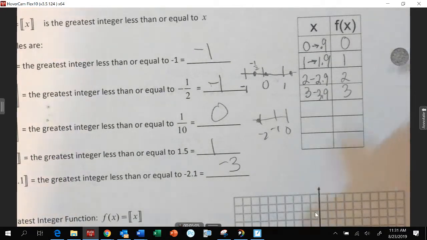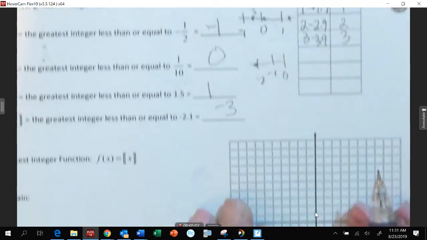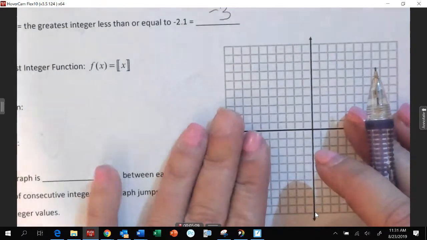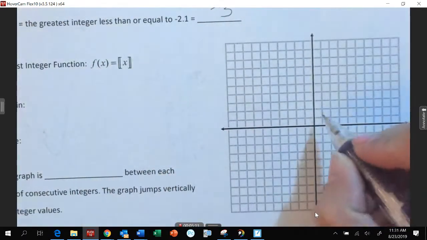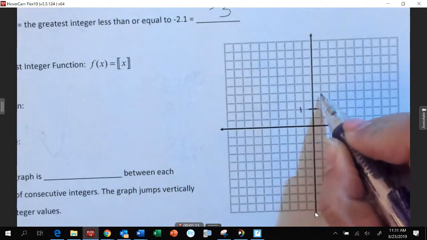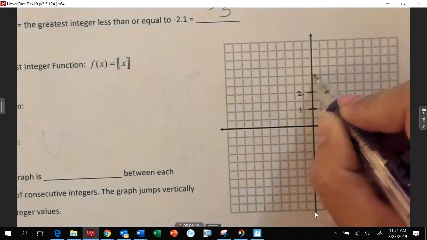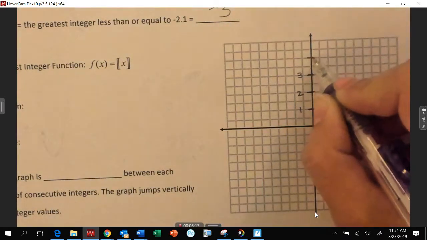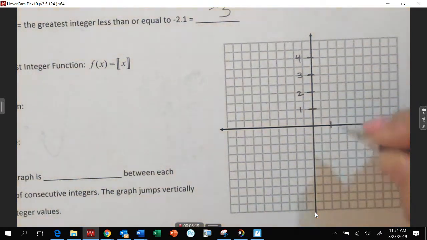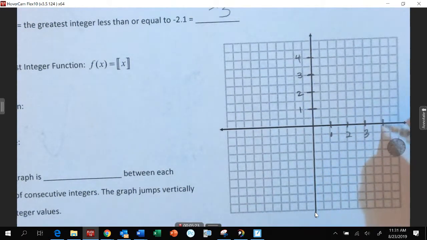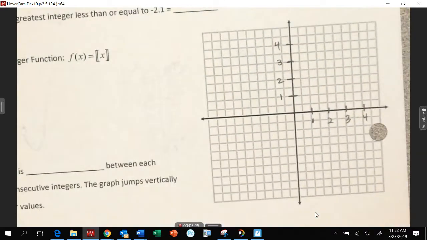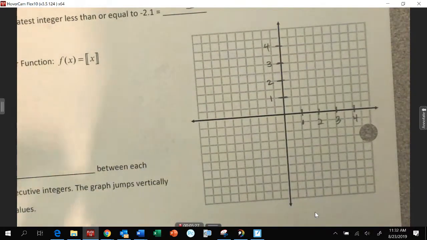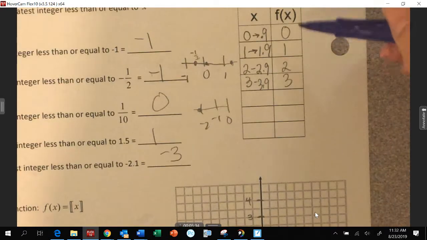Now to graph these, I'm going to take this and scale it different, so I don't have to do as much, just so you know. There's a lot of graphing. I'm going to zoom in a little bit here. I'm going to count by halves. I'm just labeling some of these. To graph these, anything from 0 through 0.9999999 is going to have a y value of 0.